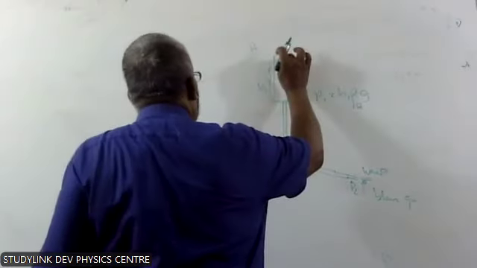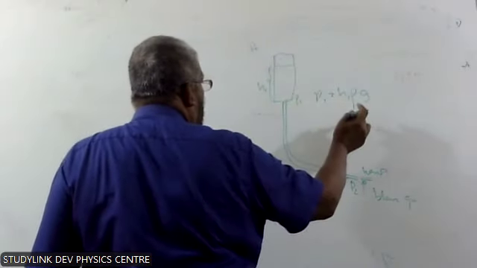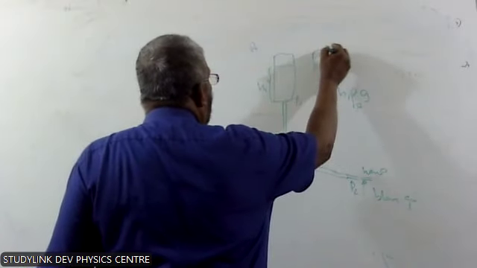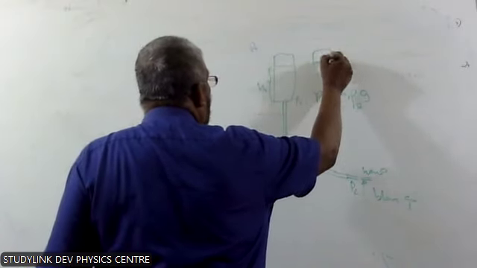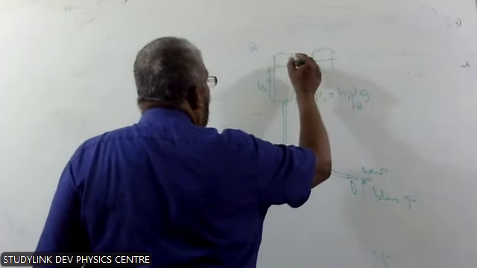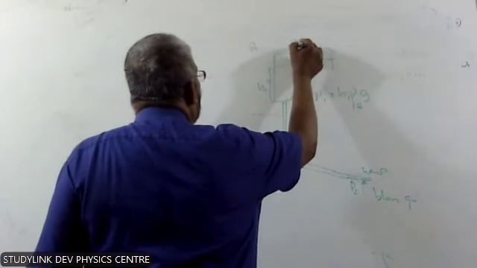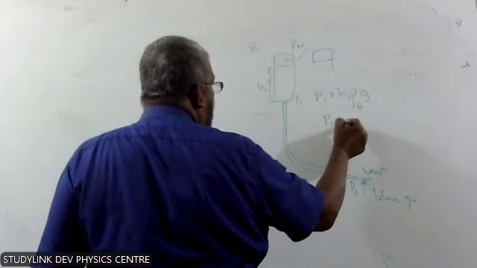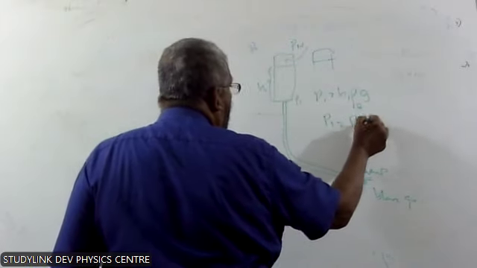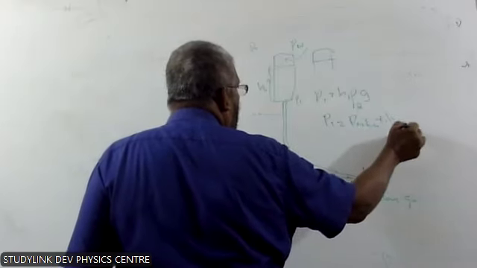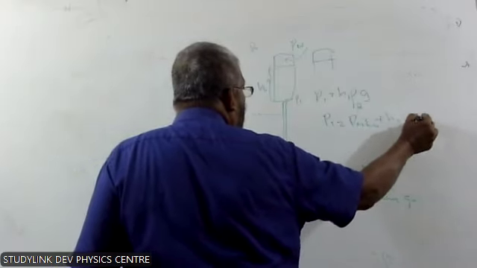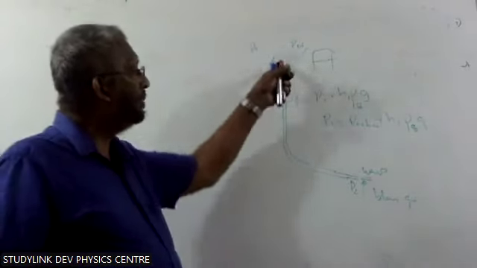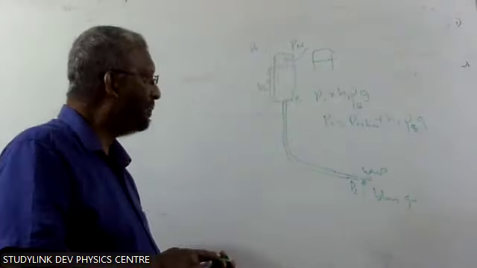Here, no pressure. But if it is open, when that part is open, there's a hole there, then you have to add P atm also. Then P1 is equal to P atm plus H1 rho g, rho saline g. Like that. If it is open only, atmospheric pressure is there.